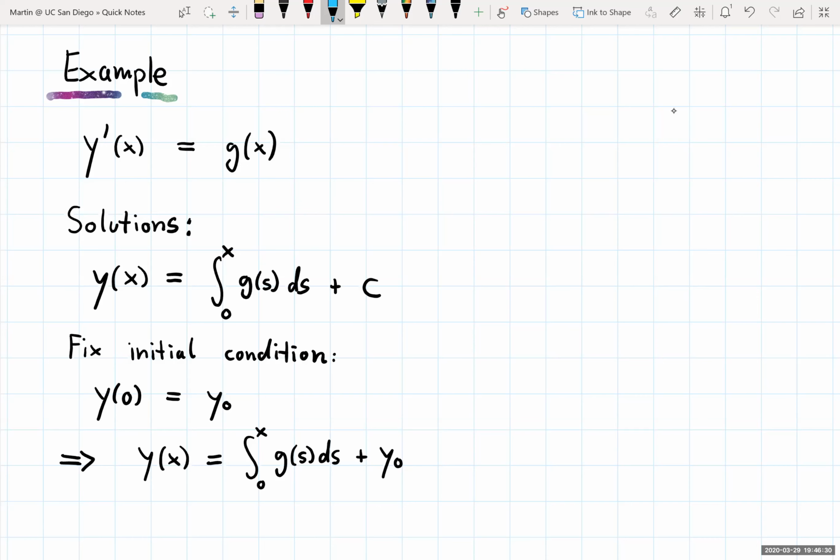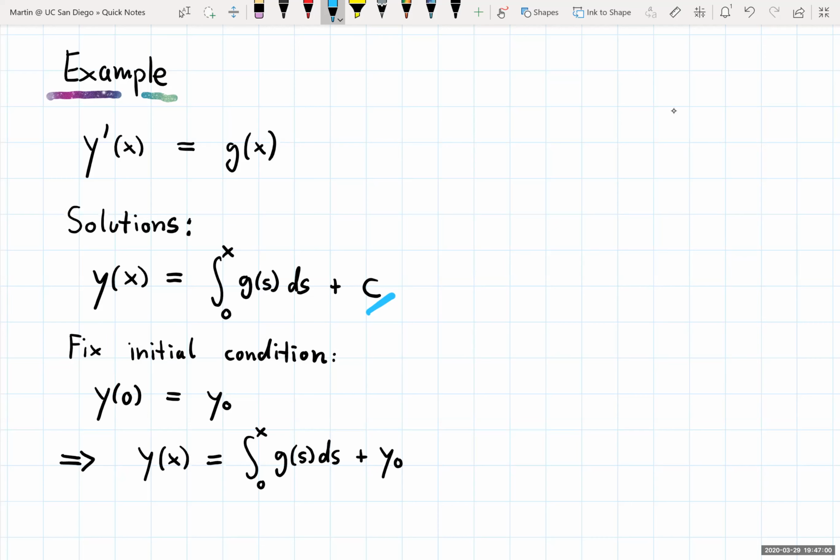As you might remember, this class of solutions is also called the general solution to a differential equation. And in order to get from a general solution to a particular solution, in order to get a unique solution, to fix this constant c, what we typically need to do is to fix the initial condition.